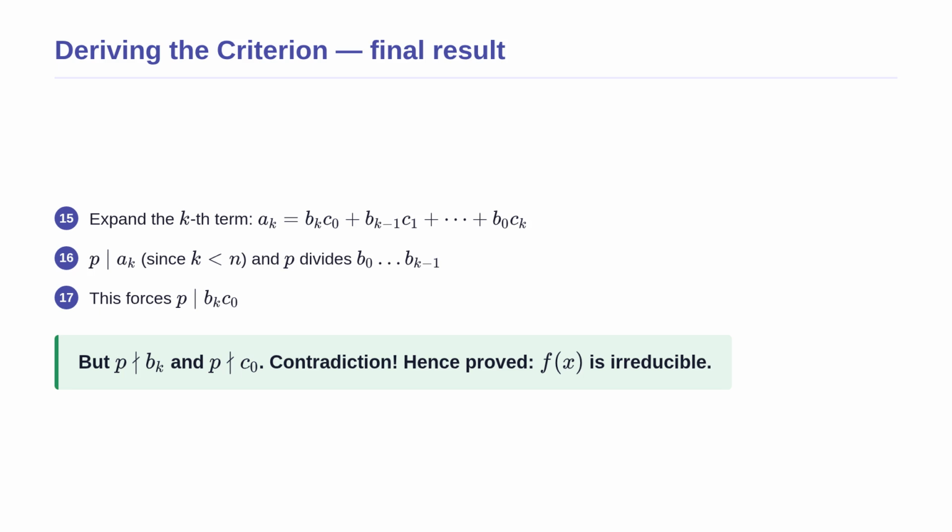But wait, we already established that p does not divide b sub k and p does not divide c sub 0. A prime cannot divide a product if it divides neither factor. This is a mathematical contradiction. Our assumption was wrong, giving us the final result. The polynomial must be irreducible.